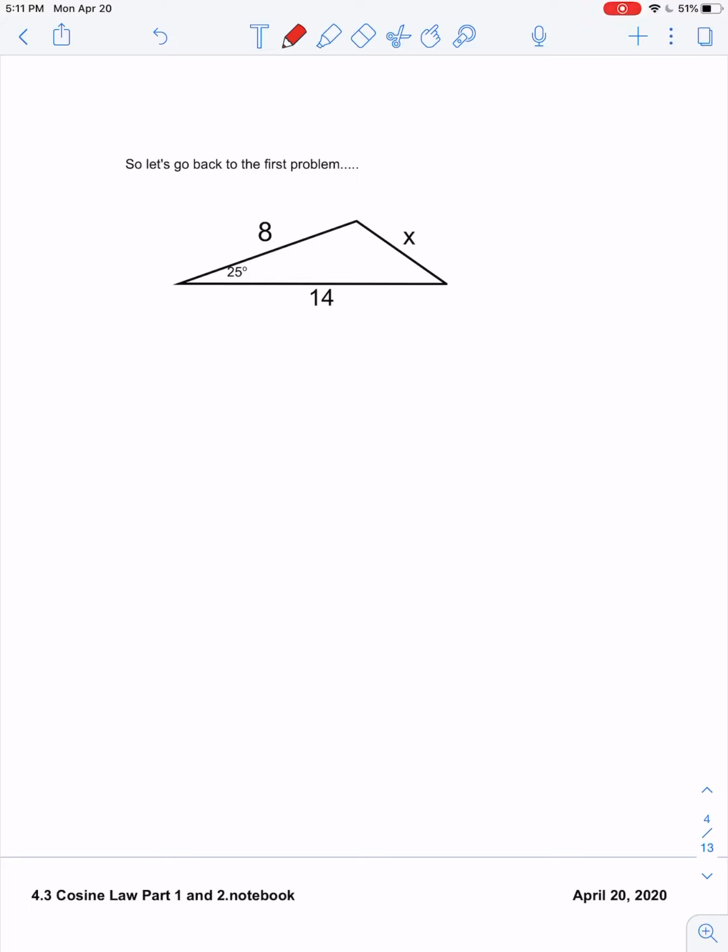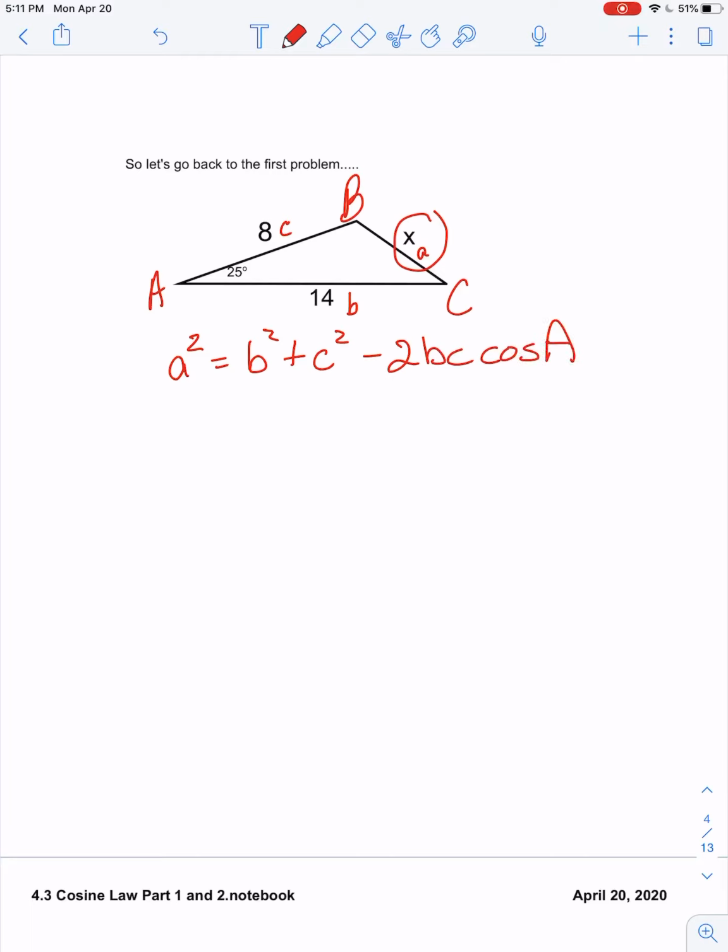So if I label these vertices A, B, and C, this would be side A, this would be side B, this would be side C. It's side A that I'm looking for. So A squared equals B squared plus C squared minus 2BC cosine of A would be the cosine law for this scenario.